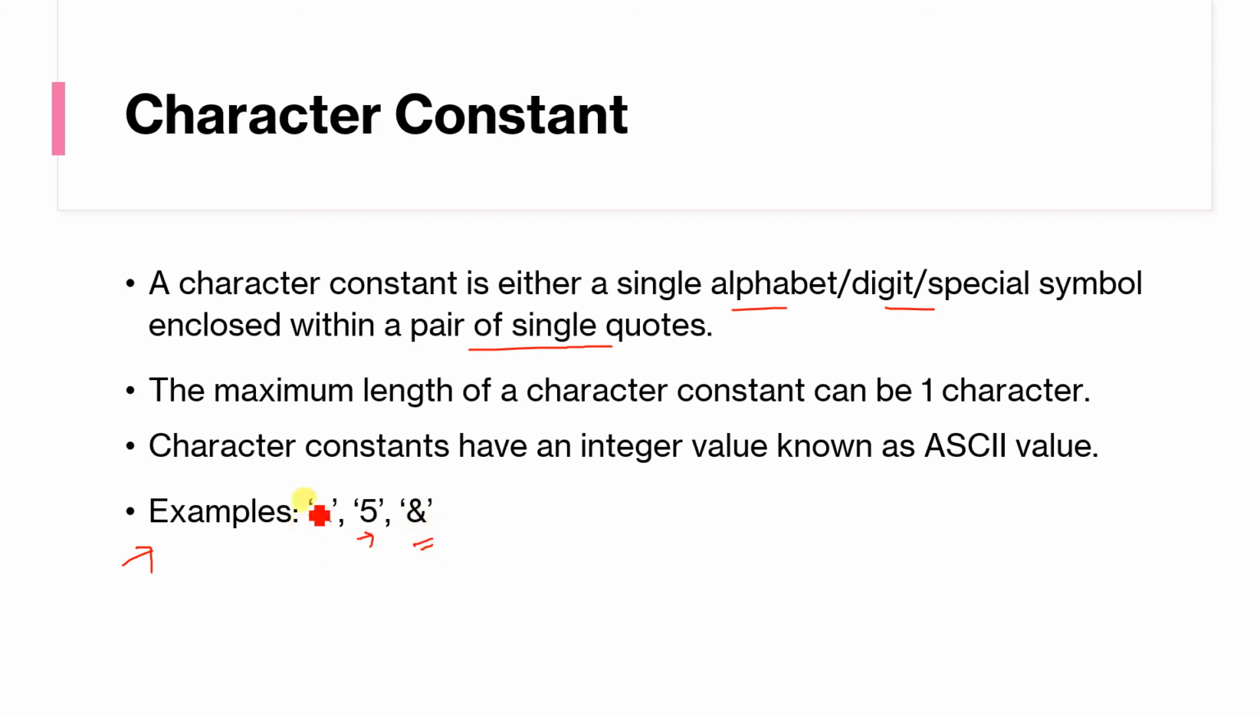So every character constant you use inside your program must be included inside single quotes; only then will it represent a character constant. The maximum length of a character constant is one character. You cannot specify more than one character, something like this: let's say I write A, B within single quotes. This is not possible in C programming. So whenever you want to specify a character constant in C, you should write the character within single quotes. A character constant has an integer value known as its ASCII value.